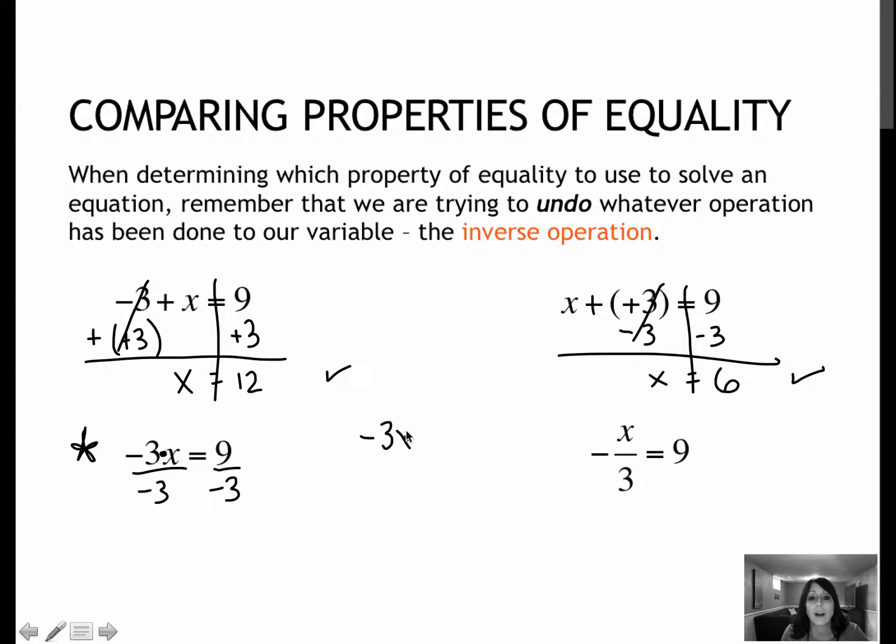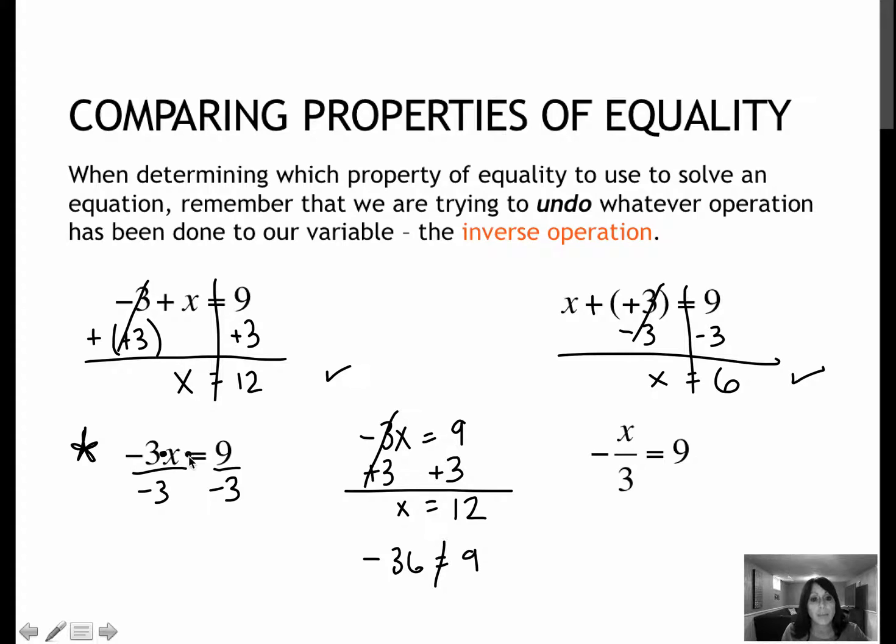What I get quite often is students who will add 3 because they see the minus and think, well, the opposite of minus 3 is plus 3, so x must be 12. But if I plug that back in and take negative 3 times 12, I get negative 36 equals 9, so I know I did something wrong. So please be very careful when you're doing these questions.